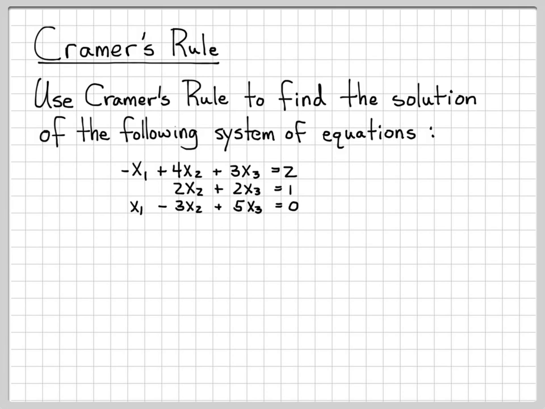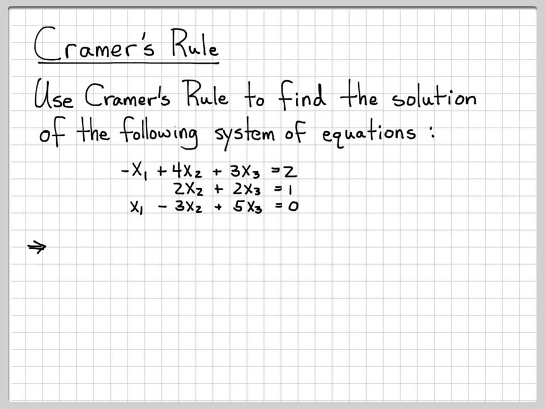So you can see that we have three equations, three unknowns, and we would like to solve for the unknowns x1, x2, and x3. One way to do that is to use row reduction techniques on an augmented matrix like we've done in many examples. However, here we're going to use this thing called Cramer's rule. So let's dive into that.